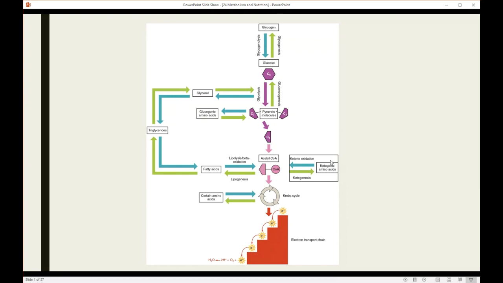Okay, when we have these ketogenic amino acids, they can do ketone oxidation to form acetyl-CoA, or we can break down the acetyl-CoA and do ketogenesis to form ketogenic amino acids. I didn't mean break down, I meant add up. Okay. So the green arrow is when we are building up, so we're doing anabolic reactions, and the bluish arrow, excuse me, is when we are doing catabolic reactions, so we're breaking down.